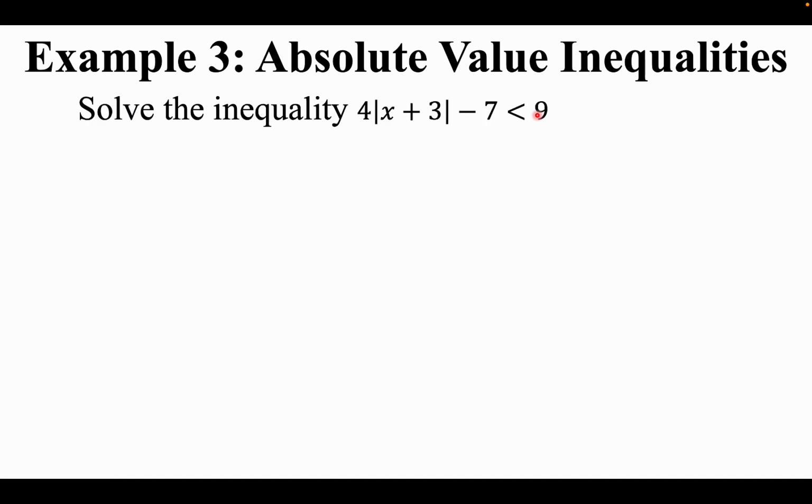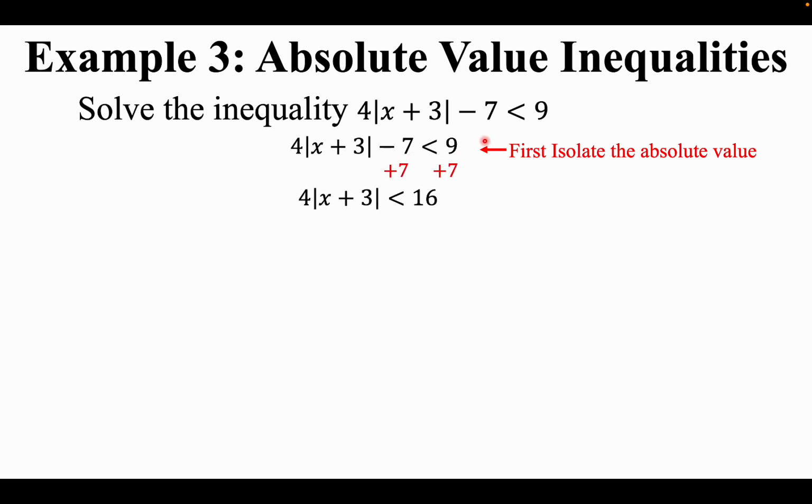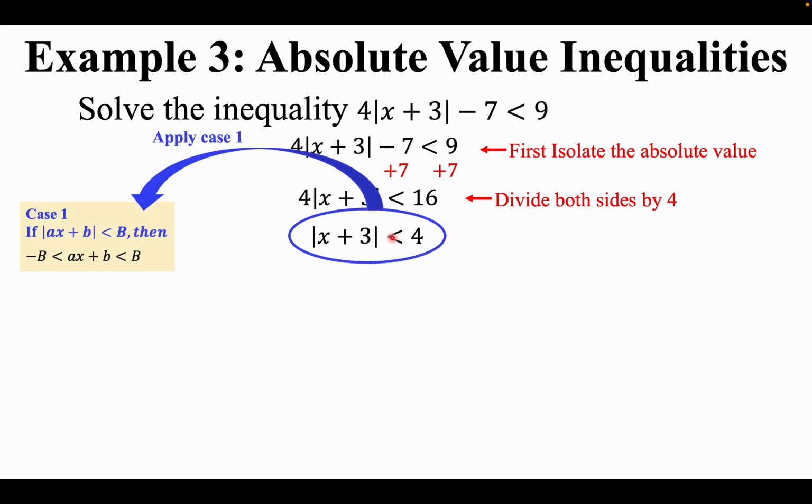Example 3, we're going to isolate the absolute value first. So let's add 7 to both sides, which simplifies into this. And then the next part would be to get rid of the 4. Since 4 is being multiplied to the absolute value, we can divide by 4. If you divide both sides by 4, you would end up with this inequality here. Now, once you isolate it, look at the cases that you have. Less than symbol or less than or equal to is going to be case 1. So in this case, that's what we have.